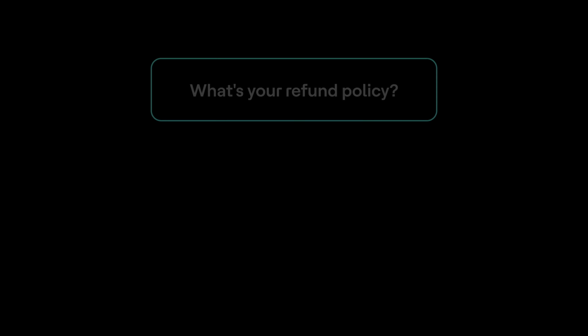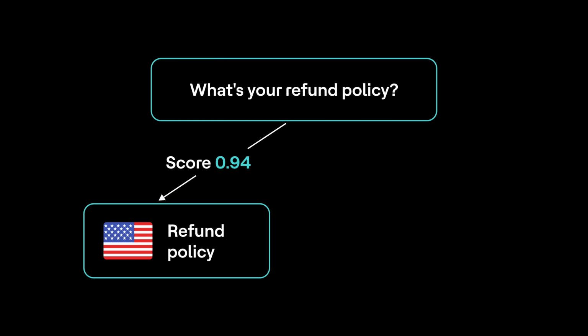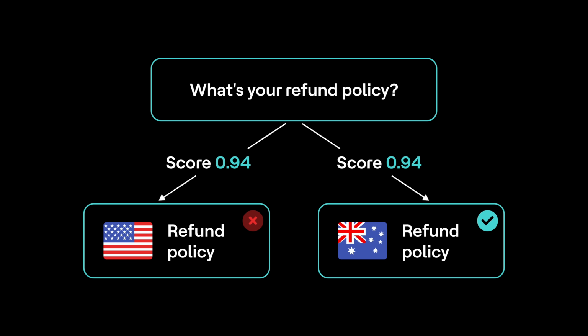Here's a concrete example. Let's say a user asks, "What's your refund policy?" The search returns a chunk scoring 0.94, which looks great, except it's the refund policy for the wrong country. The score told you it was semantically close, but it was contextually incorrect. That's the gap between similarity and retrieval quality.